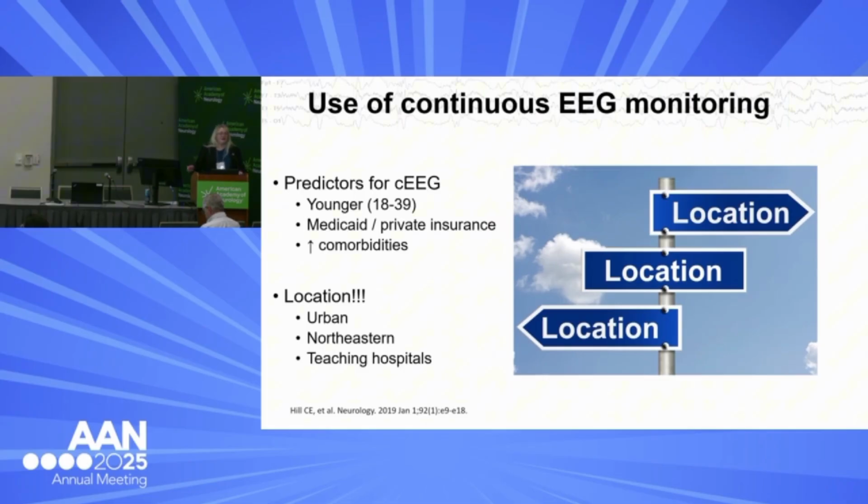There are estimates that suggest that continuous EEG monitoring is something that we're more likely to use in our younger patients, and I don't have a great explanation for that. We are also more likely to use continuous EEG services in our Medicaid and private insurance patients, and in our patients who we know have multiple comorbidities. And as mentioned previously, one of the best predictors for whether or not you will get continuous EEG monitoring is where your hospital is located, with urban, northeastern, and teaching hospitals using the majority of the resources.